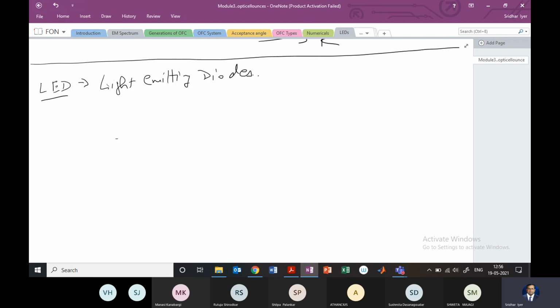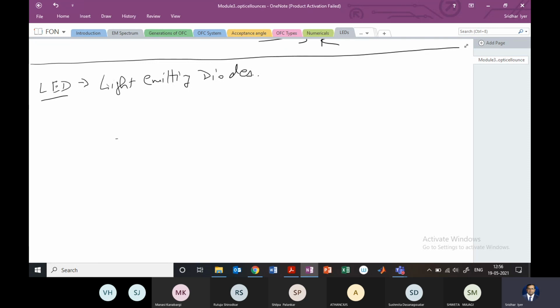So for lower bit rates, we can always use LEDs. You can use them in office environments, that is small distance communication, with the multimode fibers, and optical power also is less, like a few microwatts. So LEDs are very restricted in their use. With distance, their efficiency really decreases, so we cannot use them for very long distance transmission, right?